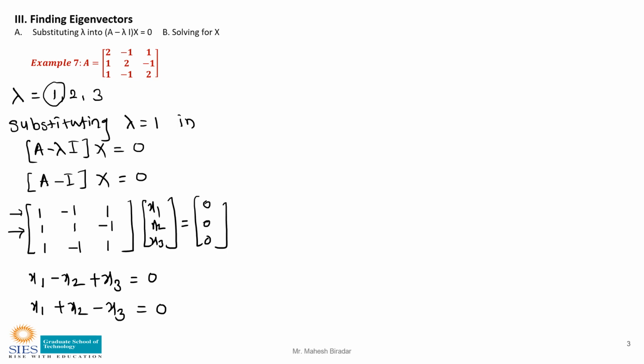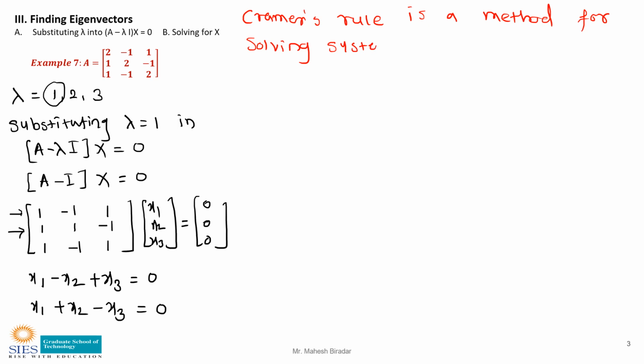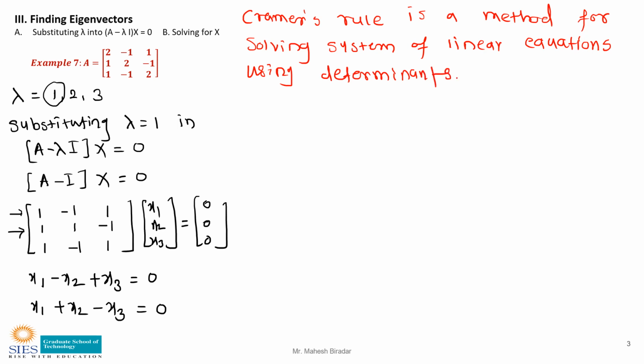So all of you note here, Cramer's rule is a method for solving system of linear equations using determinants. So you have to learn this rule.